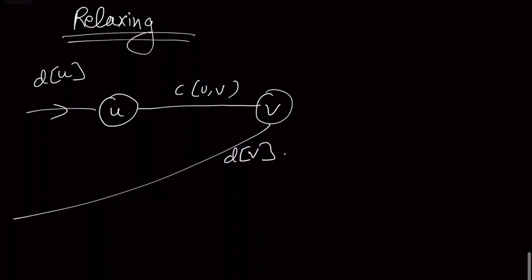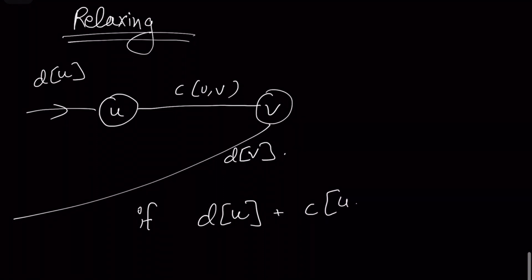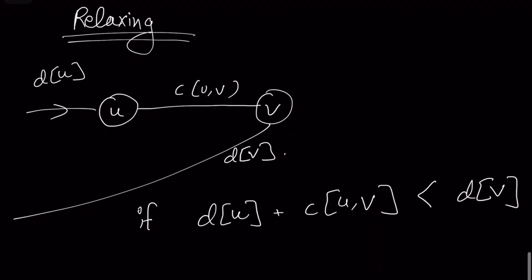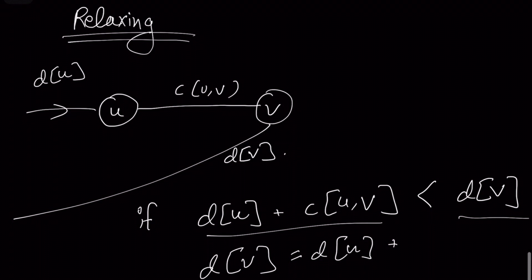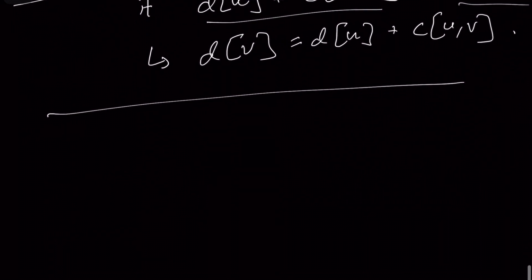Okay, so if du, the distance to get to u, plus the distance from u to v, c(u,v), is less than dv, the value we had of getting to v before going to v from u, then dv is basically equal to du plus c(u,v). And doing this process is called relaxing the node, this is called relaxation. Okay, so now we're done with this as well.